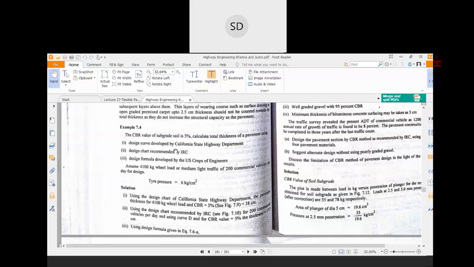So based on the CBR values and the traffic over that area, we will calculate the future traffic, and after that there are some design charts based on the CBR value and the traffic in million standard axles, MSA. So based on these two charts, we can directly find out the total thickness of the pavement and consecutively the thickness of different layers.